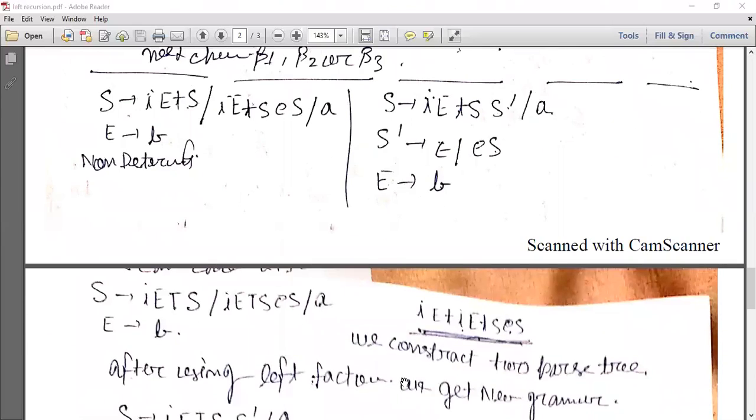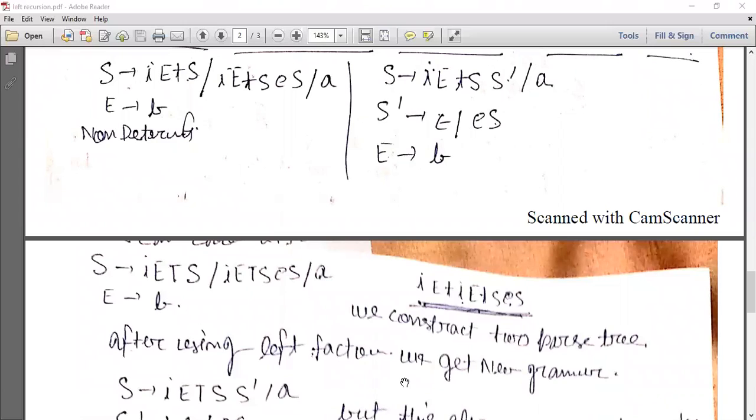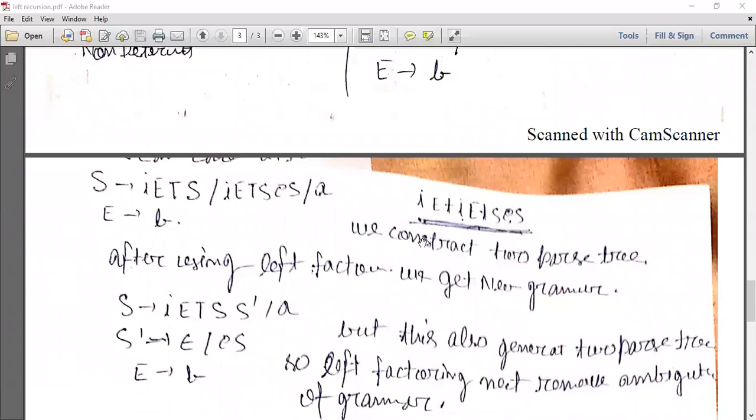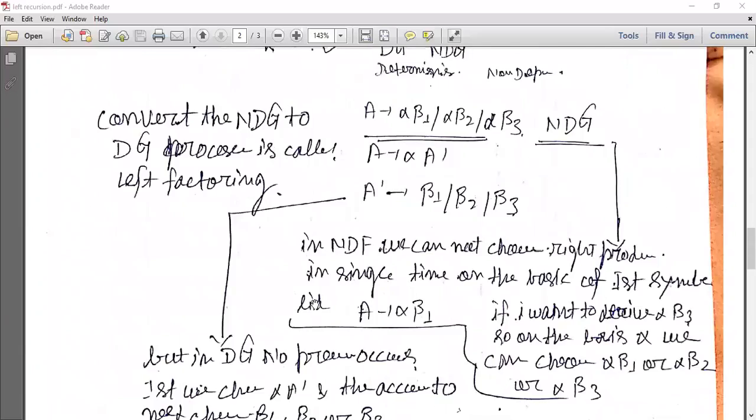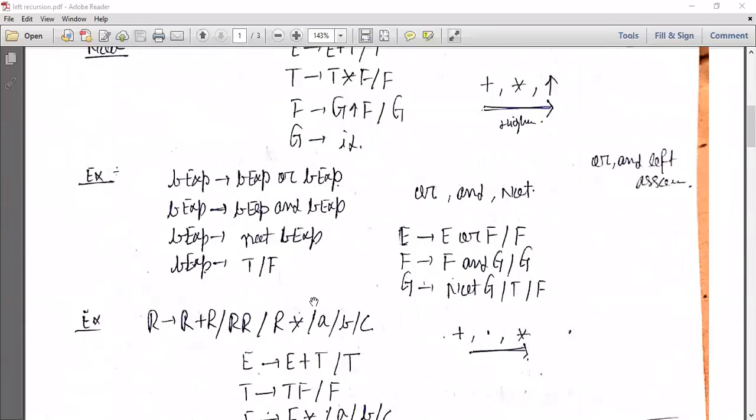Move on to the next example, right? In the next example, S tends to iEtS, or iEtSeS, or a, or b, right? We want to construct for these things, so we can easily say we can construct two different parse trees for a particular string, right? So after using left factoring, we get the new grammar. How to remove it using left factoring? We already discussed in the previous part, right? Left factoring, right?